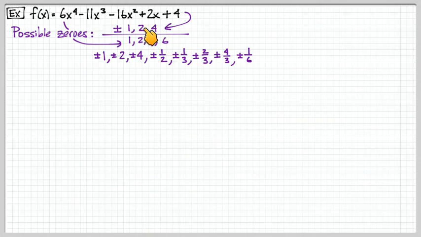2 over 2 we've already covered, so we're not going to do that. 4 over 2, we've already covered that as well. So then we go to 1 divided by 3, 2 divided by 3, 4 divided by 3, 1 divided by 6, 2 divided by 6, but we already have that covered. 4 divided by 6, we already have that covered as well in 2/3. So this is the list of all the possible zeros.